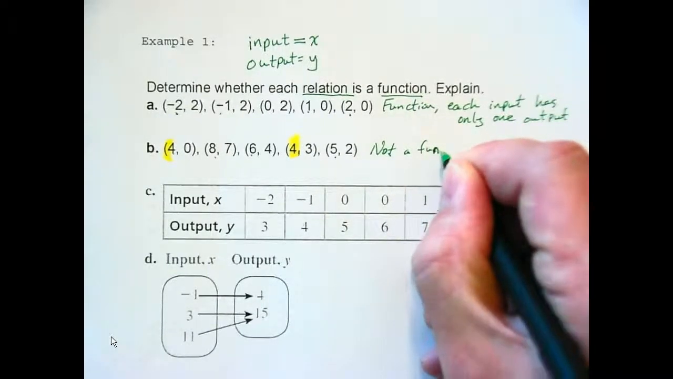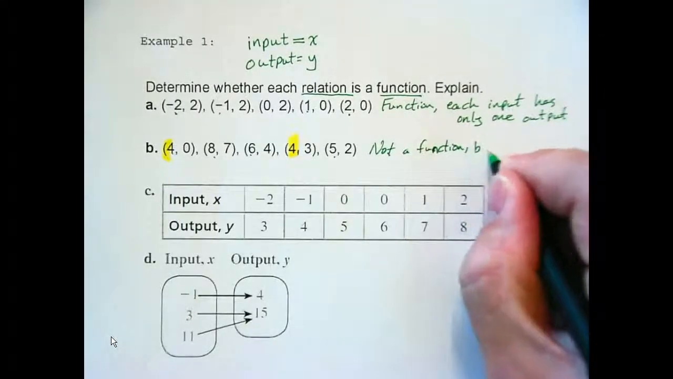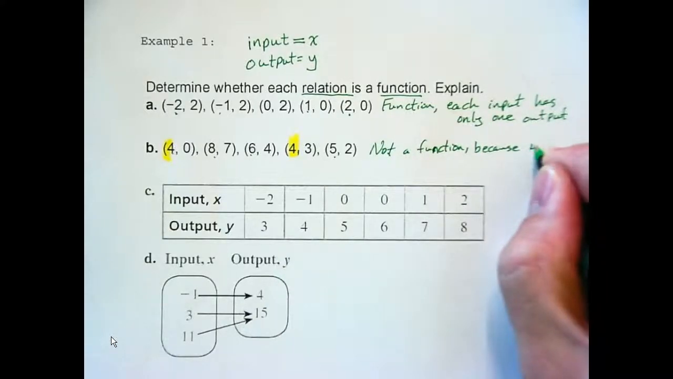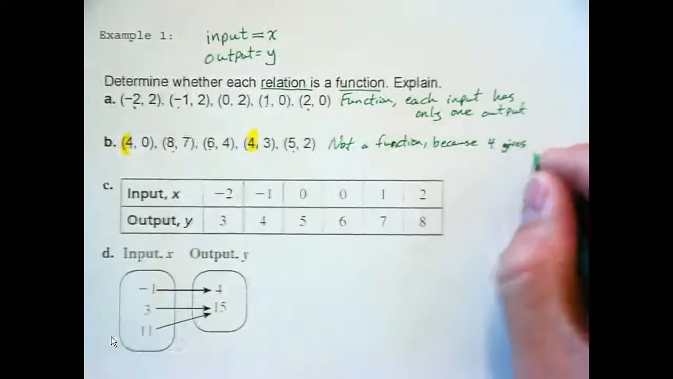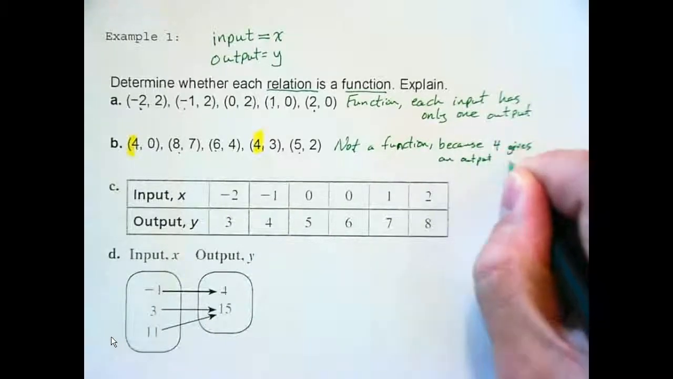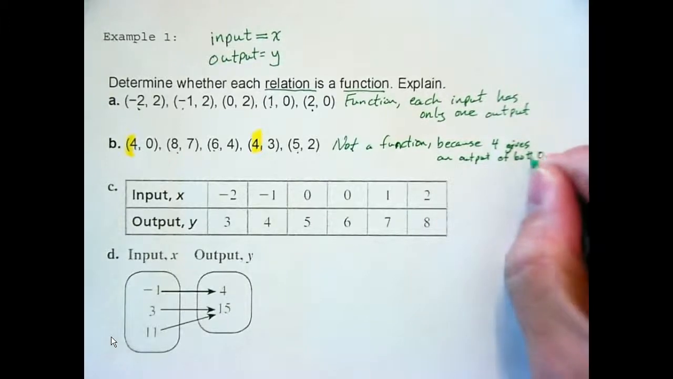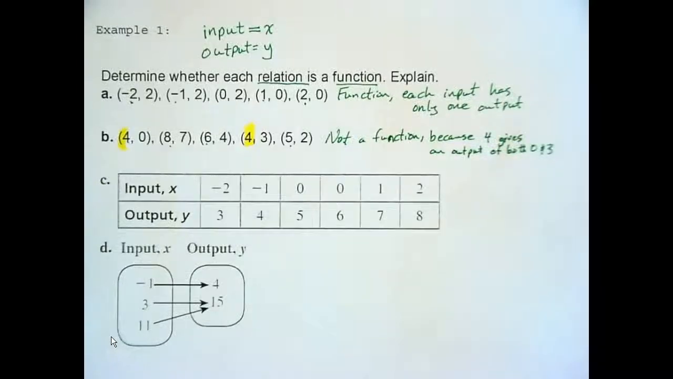Function. Ooh, that could be bad. Function. Because 4 gives an output of both 0 and 3. Can I show you on a graph here in a minute? Okay.